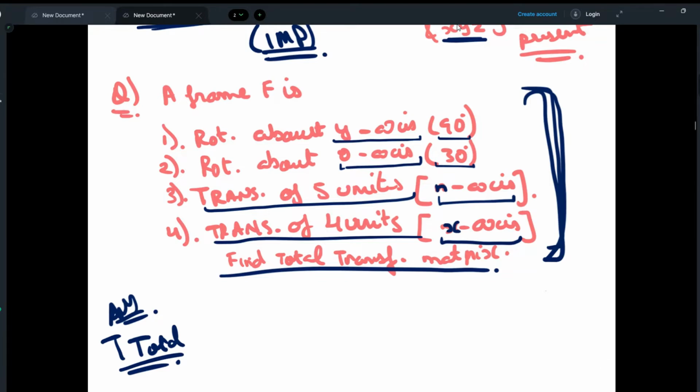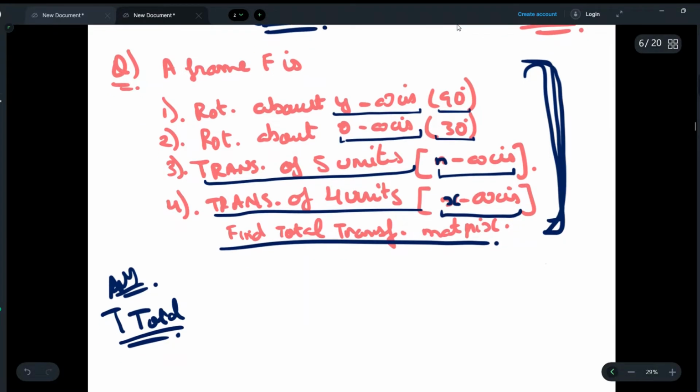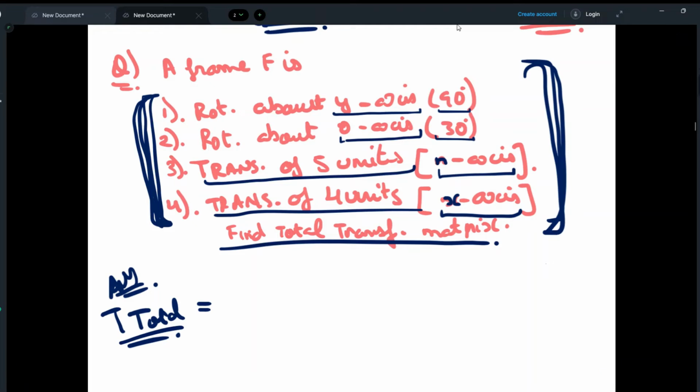In order to find the total transformation matrix, first we will have to write down these transformations in order. The order is very important. Anyone can do the matrix multiplication, but the order in which these will be written is very important. So please listen to me very carefully. First of all, we have rotation about the y-axis. So just write y in the middle. That is, we have rotation about y by 90 degrees.